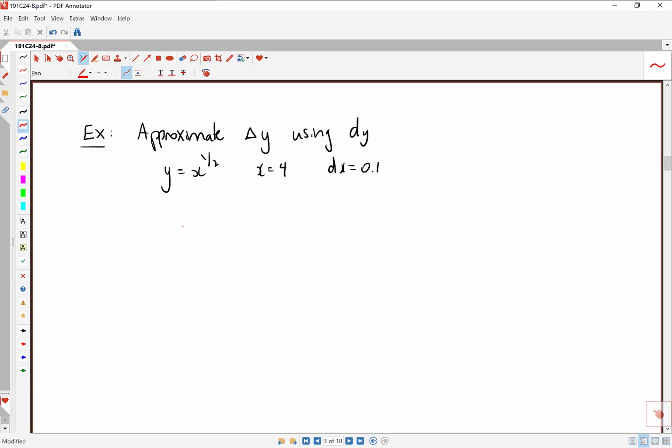Okay, so here's how we would approach this. We would say delta y is going to be approximately dy. That's valid whenever dx is a small number. And then let's figure out what dy is equal to.